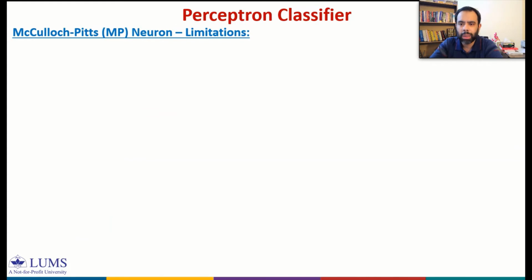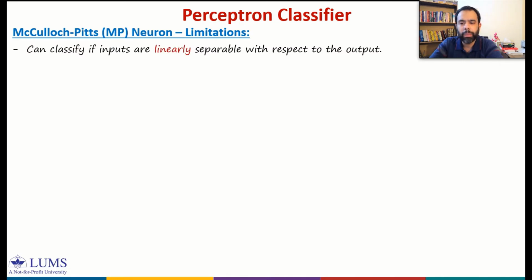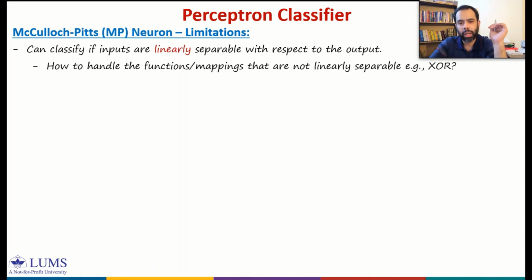Let's talk about some of the limitations of the McCulloch-Pitts neuron. Right. So it can classify only if inputs are linearly separable with respect to the output. Obviously, because the decision boundary is a sum of inputs. Right? In fact, there are no weights. How to handle the function mappings that are not linearly separable? We cannot use the MP neuron, the McCulloch-Pitts neuron, to handle the functions, the classes that are not linearly separable.